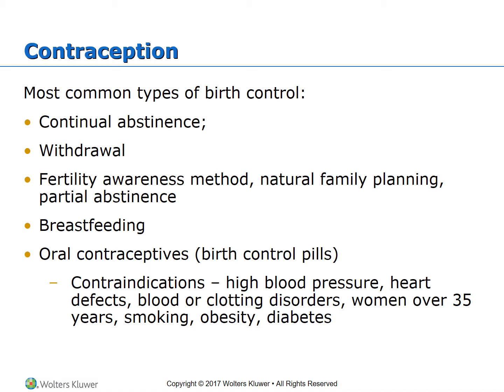Fertility awareness method or natural family planning, if a religion does not allow birth control, or partial abstinence, involves determining when an egg is released from an ovary. It is reliable only for women who ovulate regularly. It is 75 to 99% effective. Breastfeeding is fairly reliable for the first 6 months.